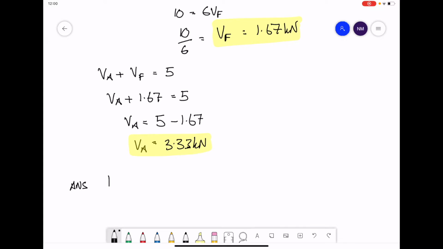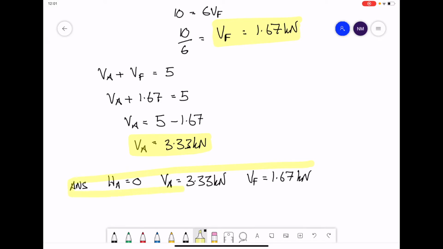So our reactions are HA is a value of 0, VA is a value of 3.33 kilonewtons, and VF is a value of 1.67 kilonewtons. With these reaction forces, we can then apply this to our framework and then consider each of the joints in turn to work out the forces in each of the members.